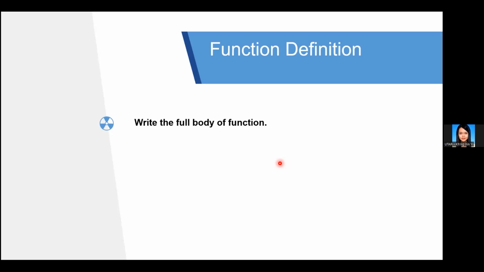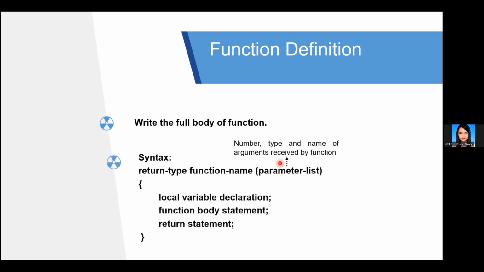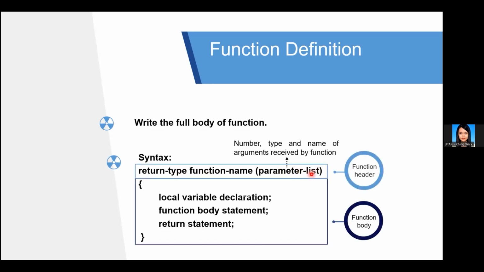Okay, and then we look at the general syntax used to define the function. There are three things that you have to include here: the return type, function name, and also the parameter list. Actually, this is what we call the function header. Okay, for function definition, you have to include the function header, the three things here, as well as the function body. So we look at it one by one.